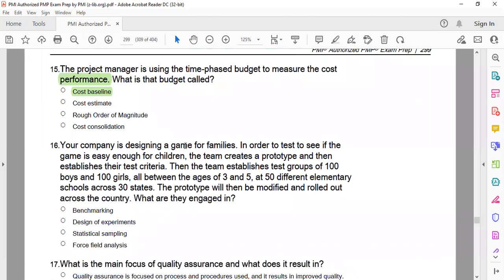Your company is designing a game. In order to see if the game is easy for the children, the team creates a prototype and then establishes their test criteria. Then the team establishes a test group of 100 boys and 100 girls, all between the ages of 3 and 5, at 50 different schools. The prototype will then be modified and rolled out across the country. What are they engaged in? Benchmarking, design of experiment, statistical sampling, or force field analysis? Again, I think the answer is easy now. What are they doing?